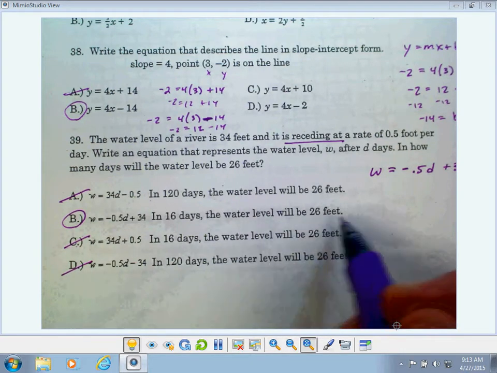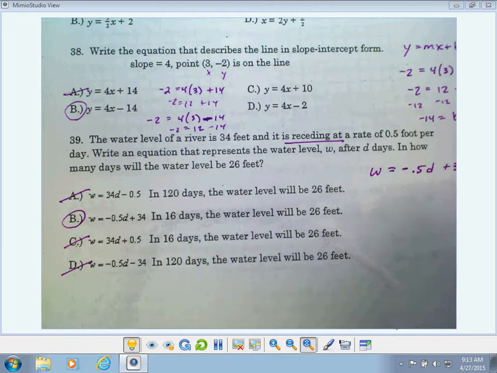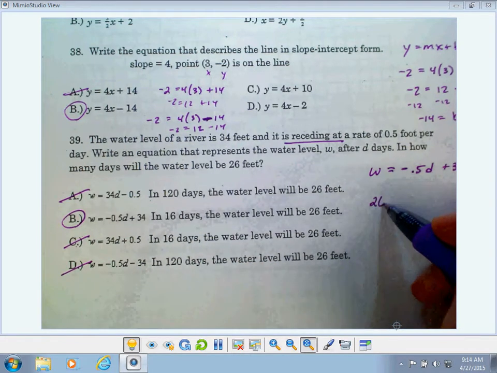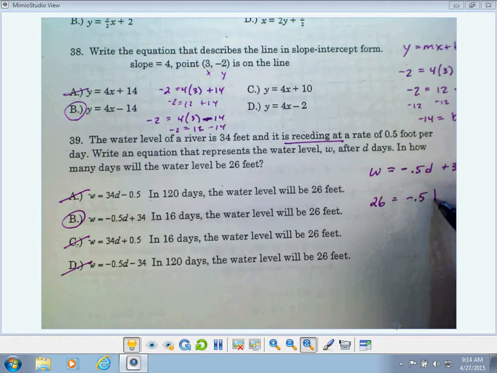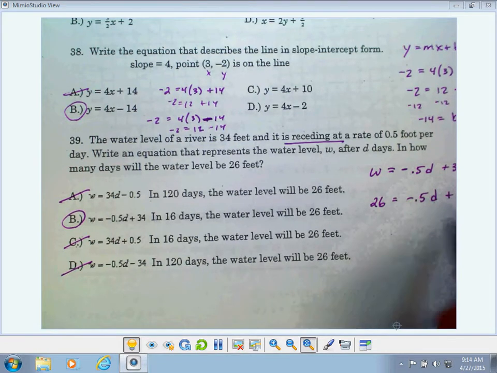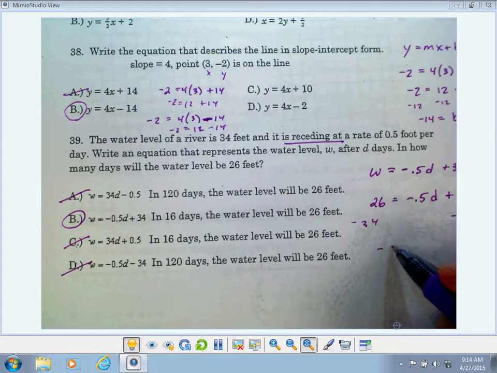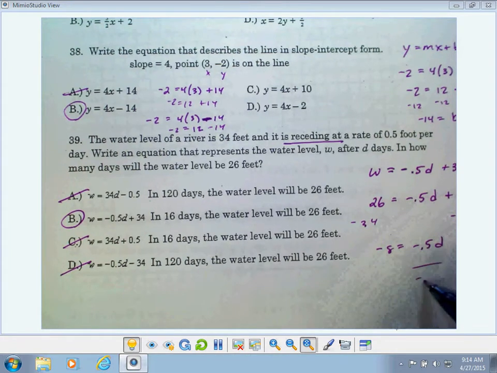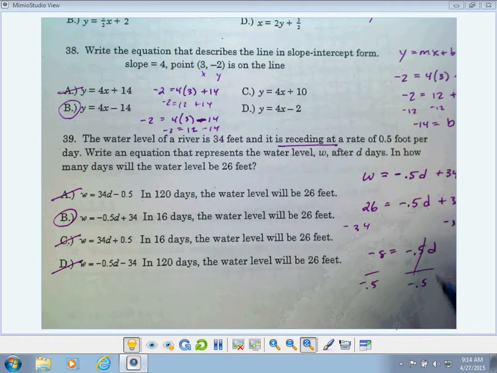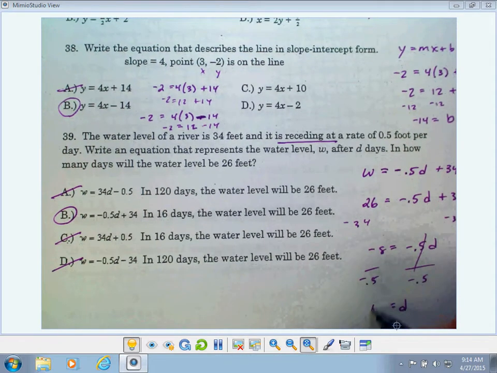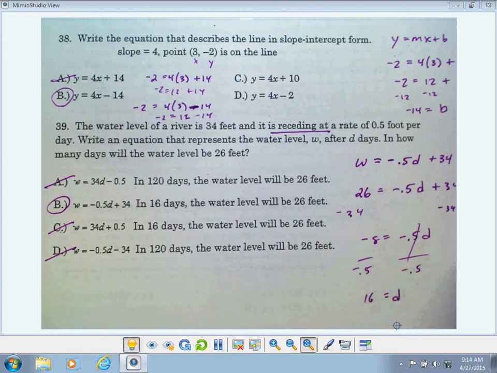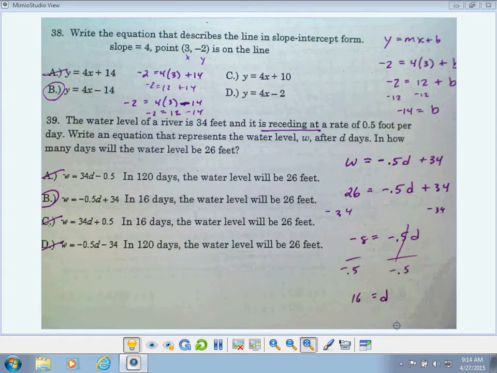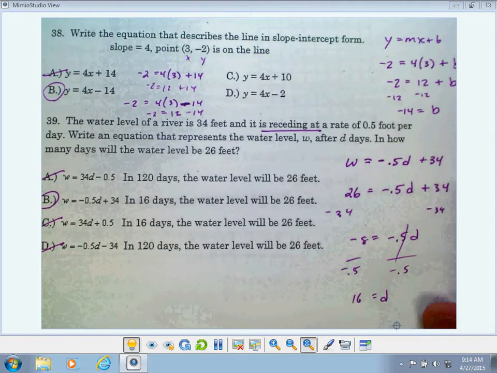But just to show you how you would work it out to figure out it's 16 days, if you want the water level to be 26 feet, you put a 26 where the W is and solve this for D. So you'd subtract the 34 from both sides, and you get -8 equals -0.5D, and then you would divide by -0.5 on both sides, and you'd get D equals positive 16. So that's how you'd work it out if you needed to solve it, but in this case, if you know how to write the equation, you probably don't even have to worry about solving it out, because there's only one option that makes any sense anyway.